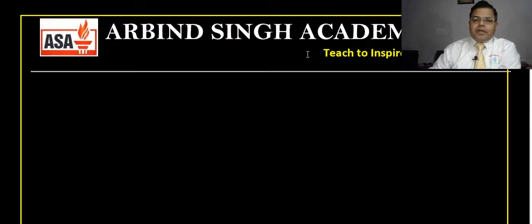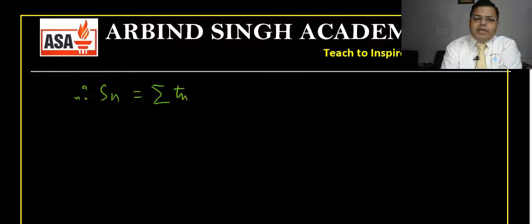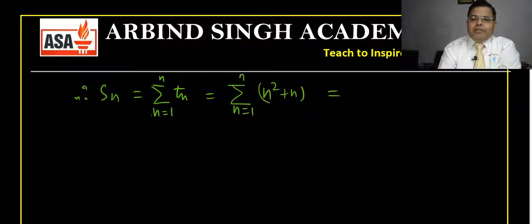Now, how to deal with this situation, where Tn is given. Therefore Sn is equal to sigma Tn. We will write it; there is no need to write n equal to 1 to n, but you can represent it, there is no difficulty. What was Tn? n square plus n. So that can be written as sigma n square plus sigma n, with n equal to 1 to n, it is understood.